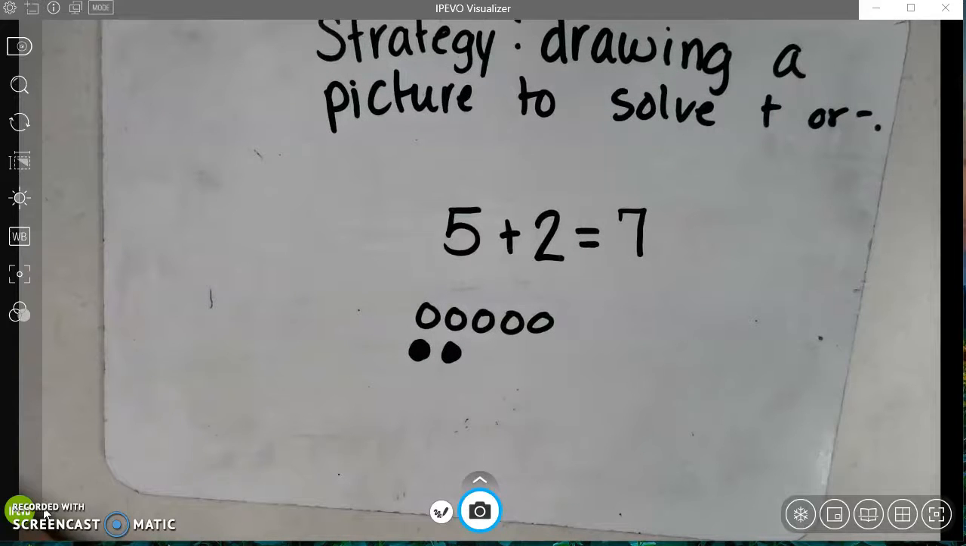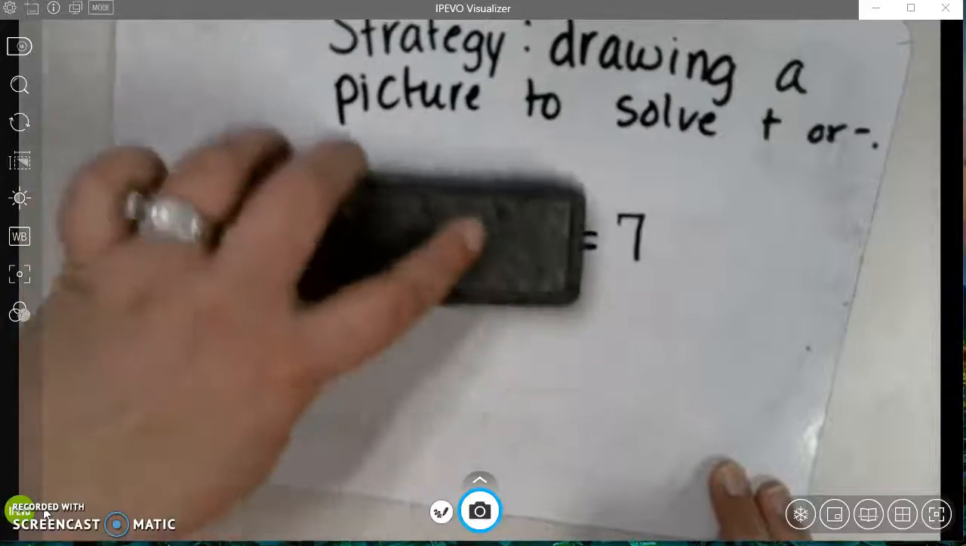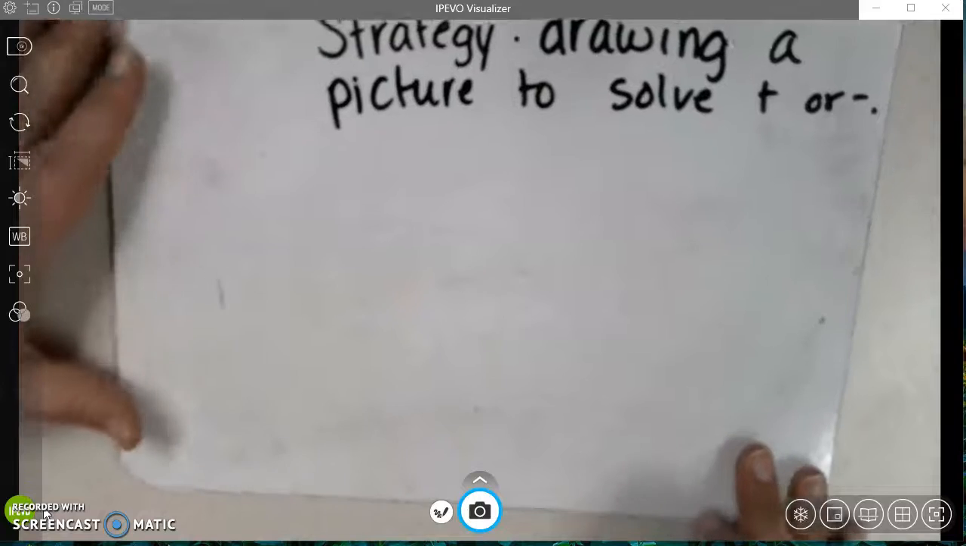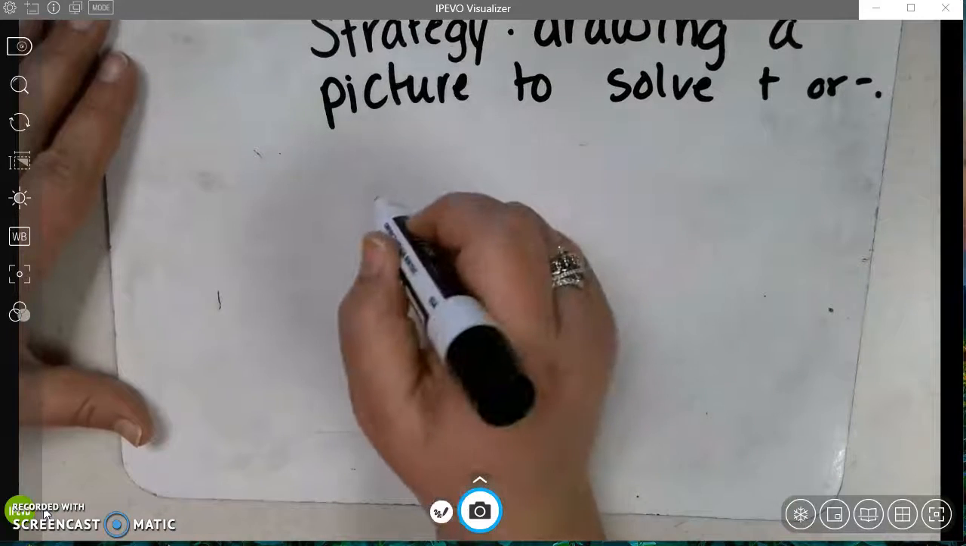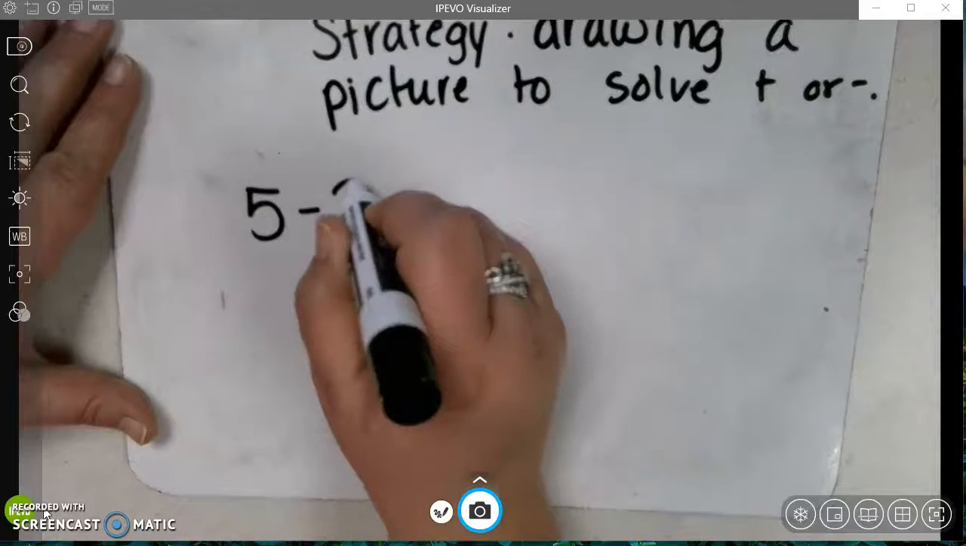Great job. All right. Let's see how we can draw a picture to solve a subtraction problem. I am going to start with 5 minus 3.